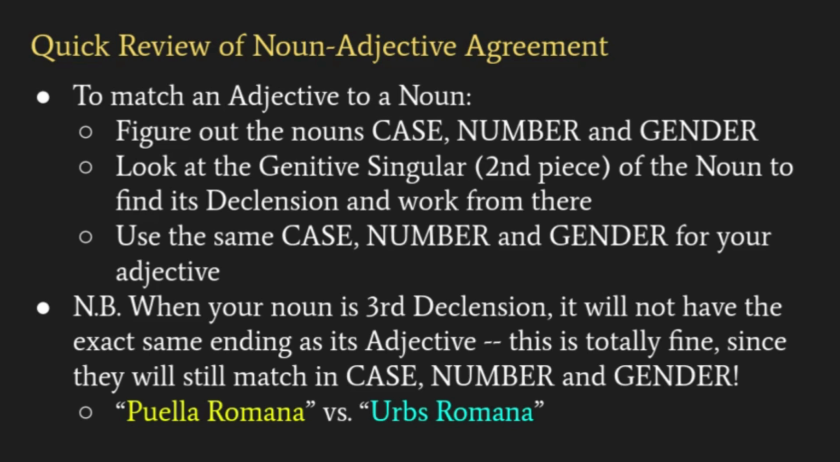Okay, and we said that when your noun is third declension, it's not going to be spelled the exact same way as a first and second declension adjective, which is totally fine. But now that we're introducing third declension adjectives, there's a much more likely chance that it will be spelled the same way. So you want to process that and make sure you understand how these adjectives are matching nouns. It's basically a continuation of chapter 16.